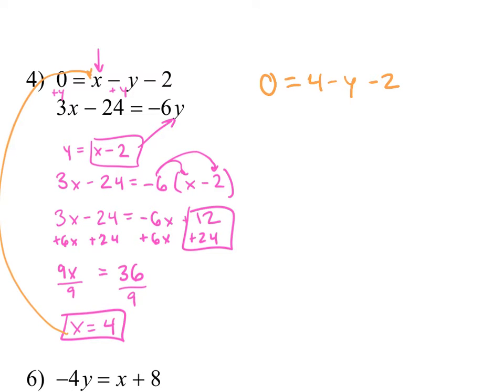What do we do? Add. So if it's on the same side of the equation, we just combine our like terms. So 4 minus 2 would be 2. So we have 0 is equal to 2 minus y. Now what do we do?